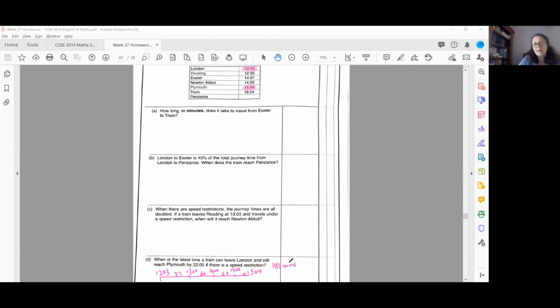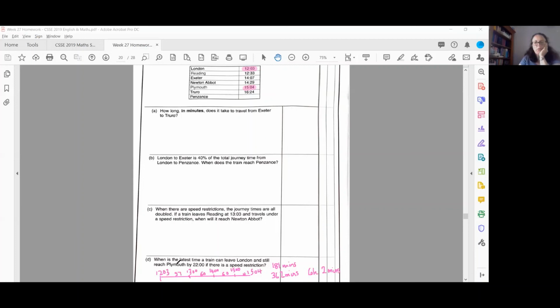We need to double that because we've been told that the speed restrictions apply. And remember from up here, journey times are doubled with speed restrictions. So this is going to be 362 minutes. Now let's get that into hours and minutes. So 60 will go into 362 6 times, which is 360, with 2 minutes left over.